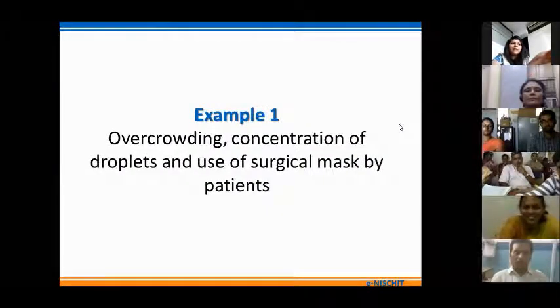The first example is for overcrowding, concentration of droplets, and use of surgical mask by patients. Next slide, please.